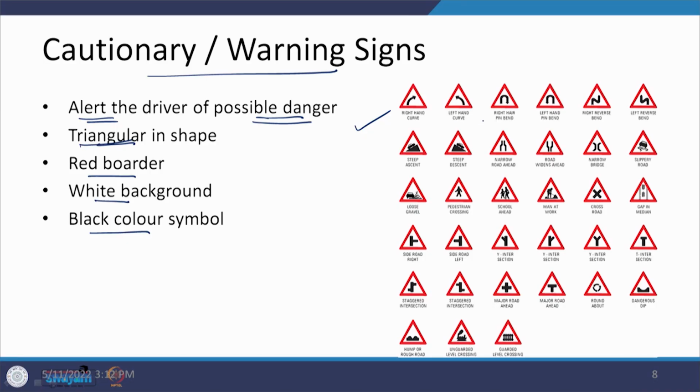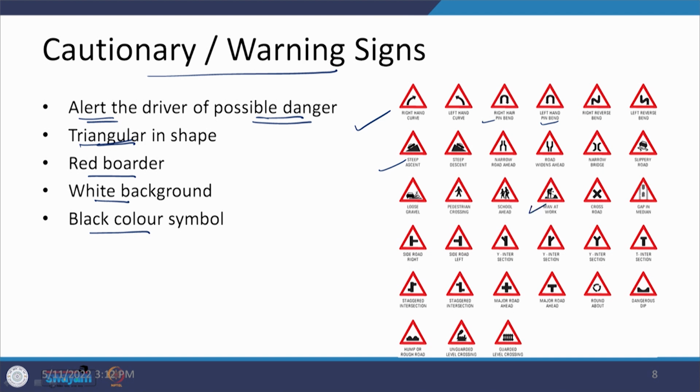So, there can be a right hand pin or a left hand pin, or there can be a zigzag condition, which means there is a reverse curve going towards the right hand side or the left hand side, or there is a steep gradient, you can go up or you can come down it, depending on the direction the sign is going to show.